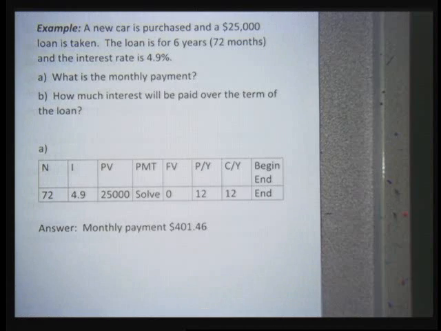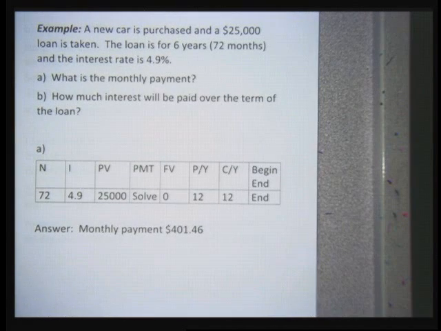All right, so another problem, and this is nice to know. It used to be that when you had a car loan, you could deduct the interest on your taxes. You can't anymore, but this is what this shows. It's going to show me how much interest we're going to pay. So there's a two-part problem. We're purchasing a $25,000 car, wanting to figure out the monthly payment, and then it asks me how much interest I'm going to pay over the loan.